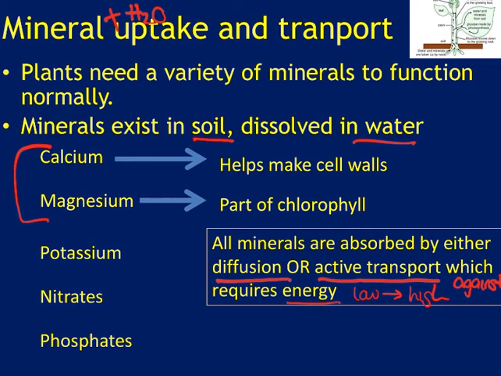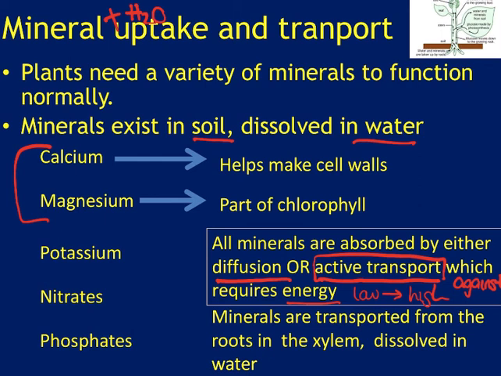I think the analogy we gave you is a person leaving a concert who realizes they have to turn around and go back in, and it's hard work trying to get there. Active transport is similar. It's hard work for the minerals to go from low to high concentration, so that requires energy. And they will be transported from the roots in the xylem, and once they're in, they're dissolved in water and they move that way.